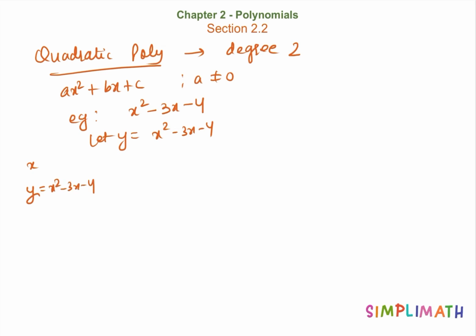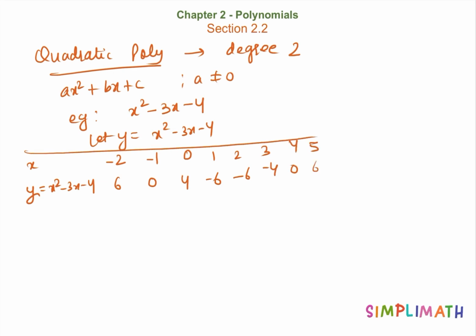We know that y equals x square minus 3x minus 4. If we substitute some values, say if x equals minus 2, y equals 6. If x is minus 1, y is 0. If x is 0, y is minus 4. For x equals 1, y is minus 6; for 2, minus 6; for 3, minus 4; for 4, 0; for 5 and 6, we get the remaining values.